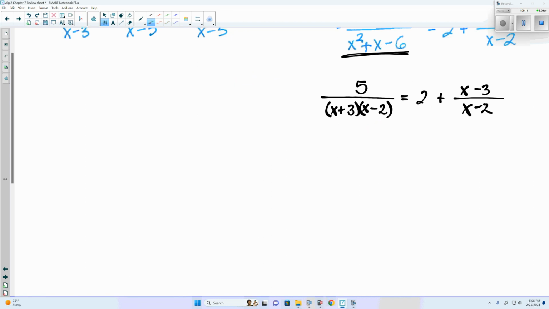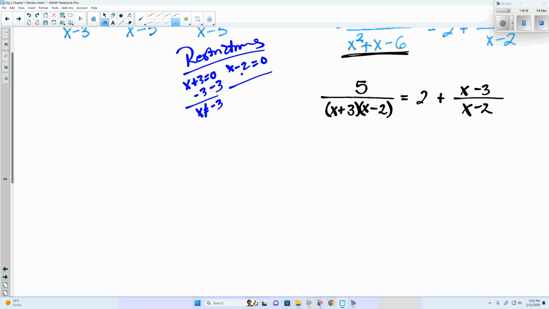So we have this factored. Now we can look at restrictions. Well, the only two expressions that we have in the denominator that would make the denominator be 0 are x plus 3 and x minus 2. For x plus 3, we would subtract 3, telling us x cannot be negative 3. The other one we can add 2, telling us x cannot be 2. So these here are our two restrictions.